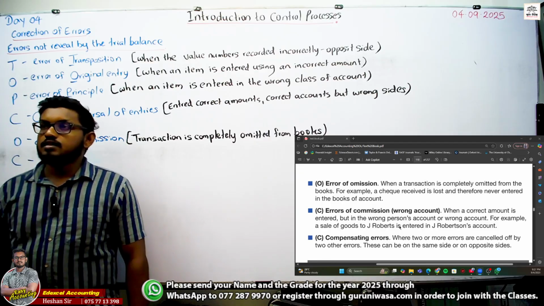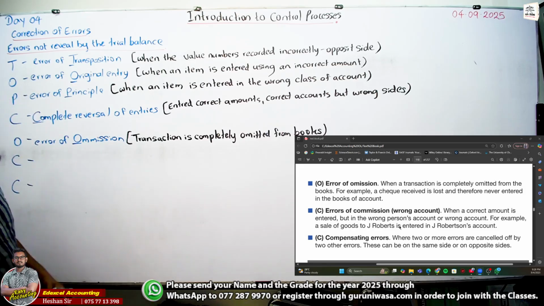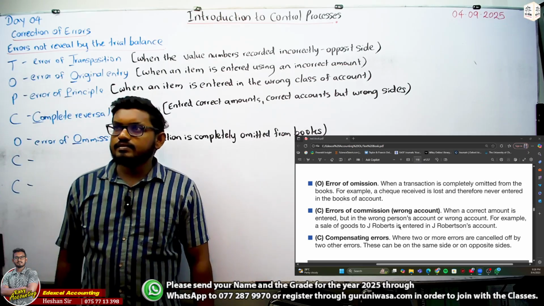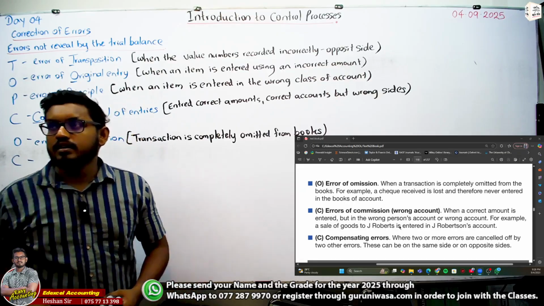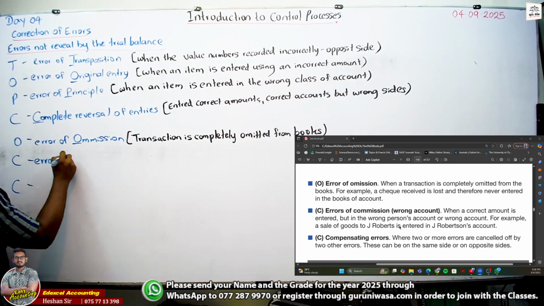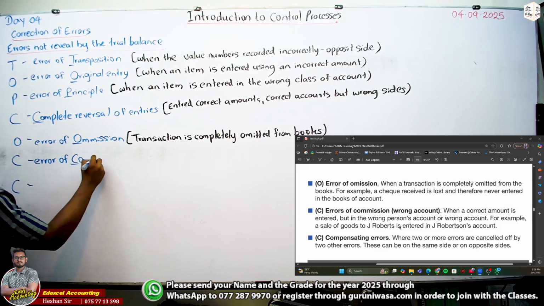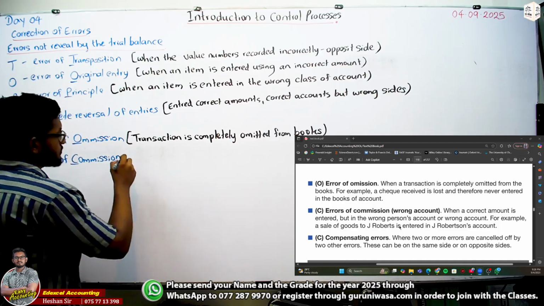For example, sales to J. Robert is entered in the J. Robertson account, right? So now you may think it is a kind of principal error, but here the wrong account is relevant to the payable ledger or receivable ledger. That's why it is an error of commission. Correct amount is entered, but wrong person, wrong account.